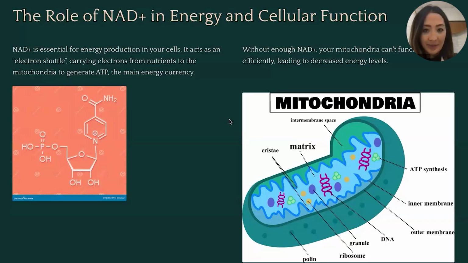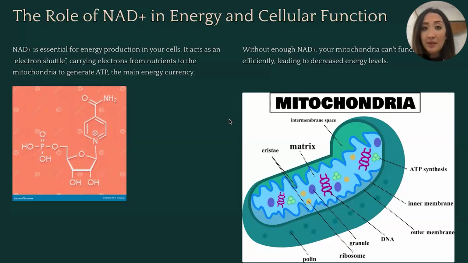So what are mitochondria? You might look at this picture and maybe it brings back some vague memories, but mitochondria are those organelles that are responsible for producing ATP. And NAD is really important for the mitochondria to function efficiently. If you don't have enough NAD, the mitochondria cannot produce energy optimally, and then you have decreased cellular function and just overall decreased energy levels.